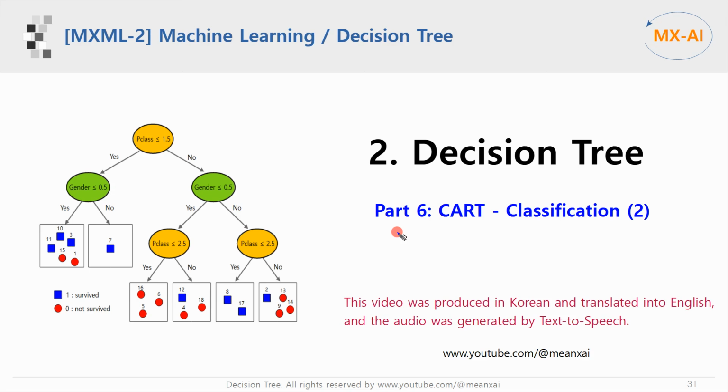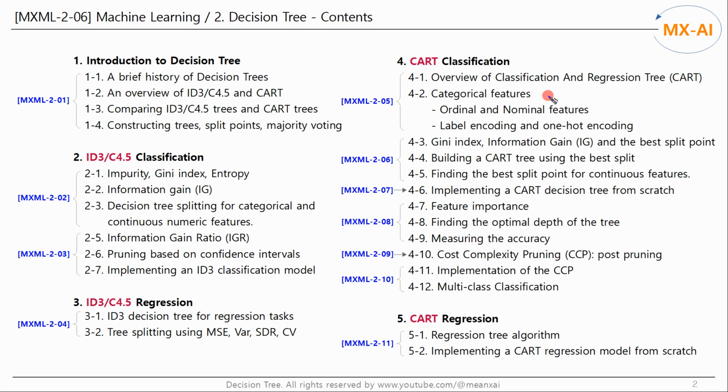This is part 6 of a series on decision trees. In this video, we will look at how to build a CART decision tree for classification. In the last video, we covered an overview of CART and how to handle categorical features.